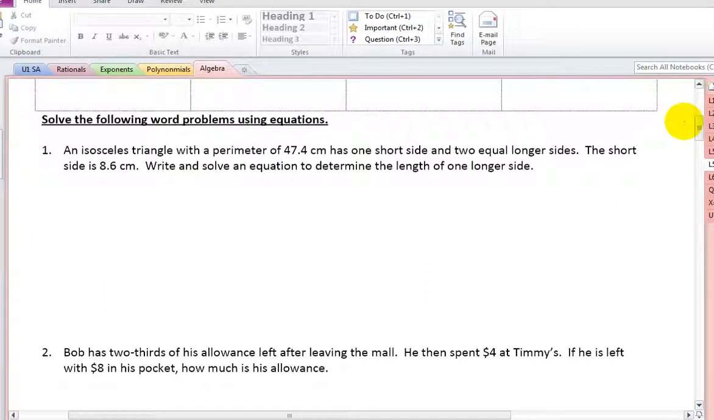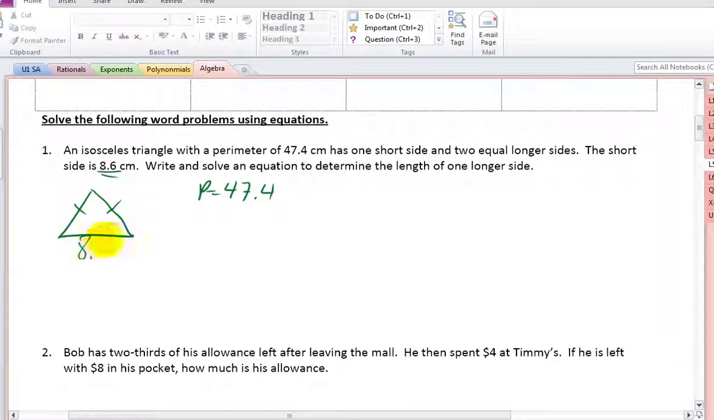So let's start here. Isosceles triangle. Draw that. Every time you have a shape, draw it, please. Isosceles means two slant sides are the same, and the base side is different. So the total perimeter equals 47.4 centimeters. Now it has two equal sides, and a short side. The short side's 8.6. So this is 8.6.